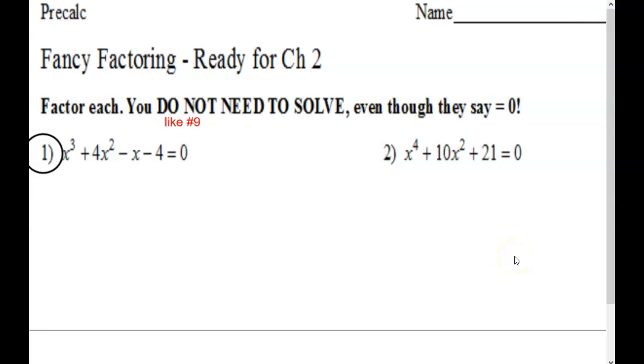Go ahead and work on the delta math because this is going to be pretty short. I'm just going to do a few examples on fancy factoring. Okay. So fancy factoring, or what I'm calling fancy factoring, is things we haven't talked about before.